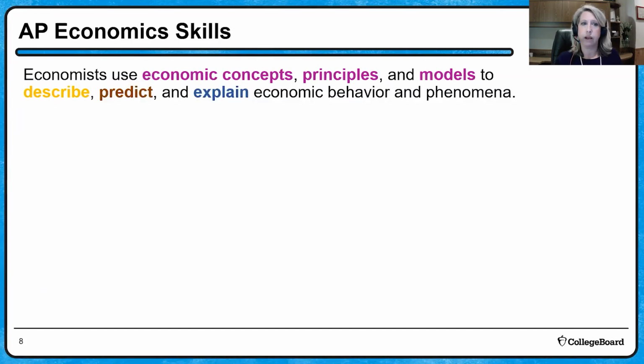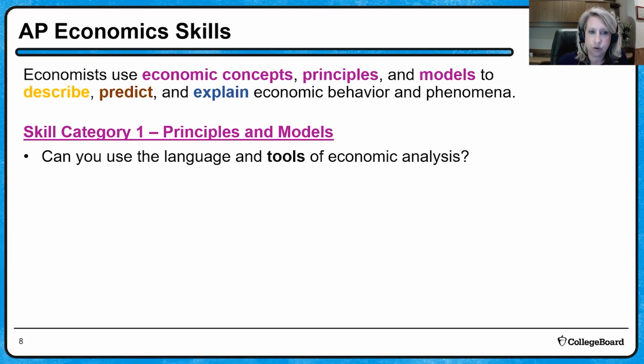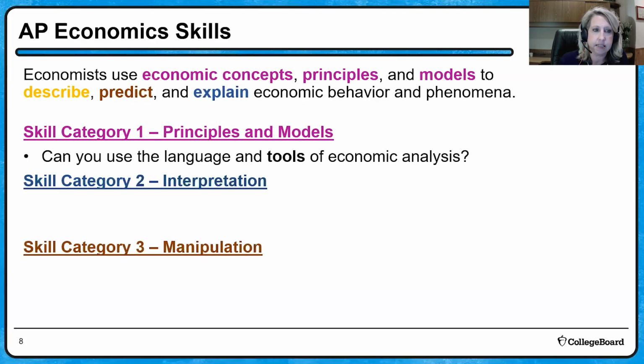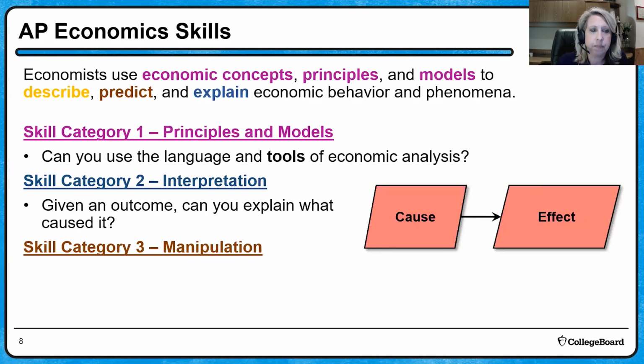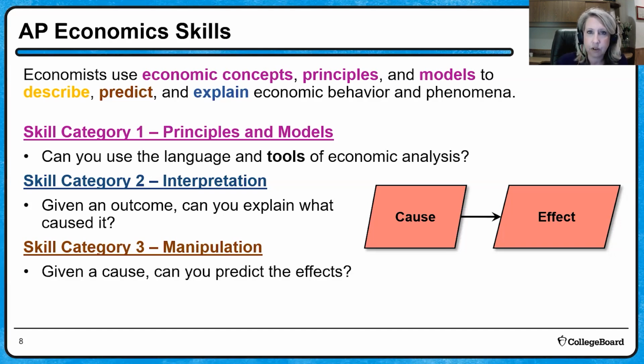I want to review real quick the skills that we looked at in our last session. Remember that economists use economic concepts, principles, and models in order to describe, predict, and explain economic behavior and phenomena. In order to do that, we have skill category 1, which is the language and tools of economic analysis. Remember, we looked at skill categories 2 and 3 together. Interpretation, manipulation. What we're really talking about is cause and effect. Given an outcome, can we explain what caused that outcome to occur? Given a cause, can we predict what the effects will be?